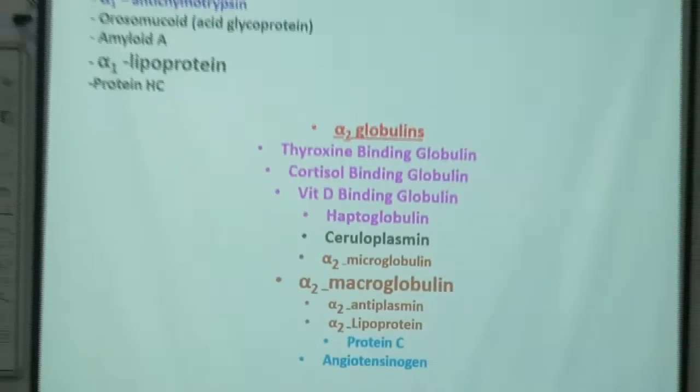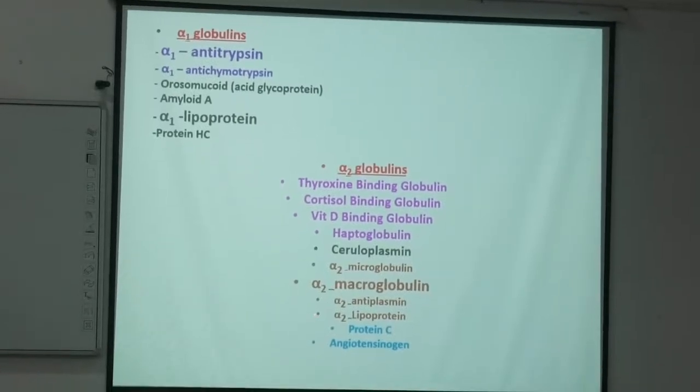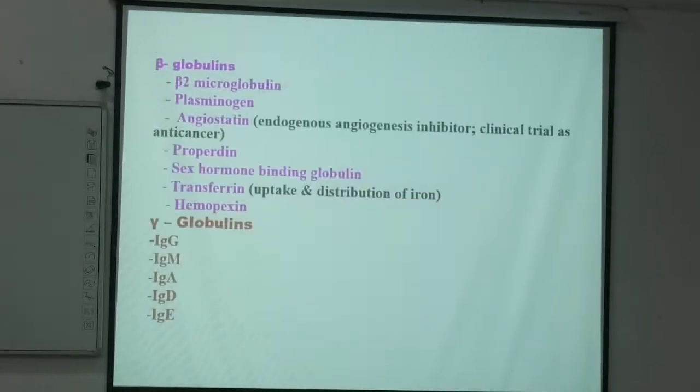Suppose this ceruloplasmin belongs to alpha 2 globulin, not alpha 1 globulin. So this list you have to remember. Similarly, for beta globulin, there are only a few major important proteins, and you will get it in the book.